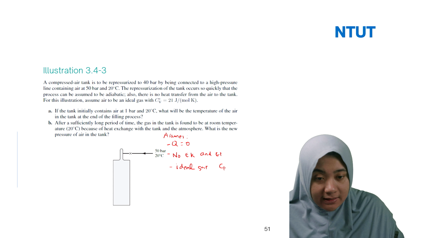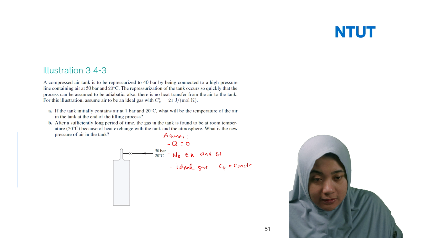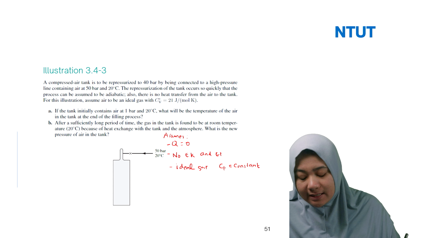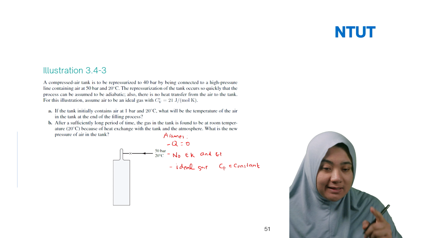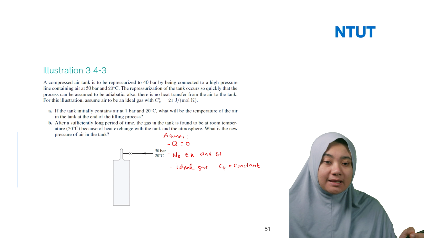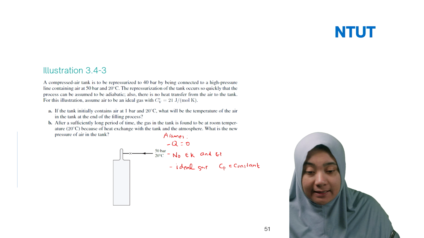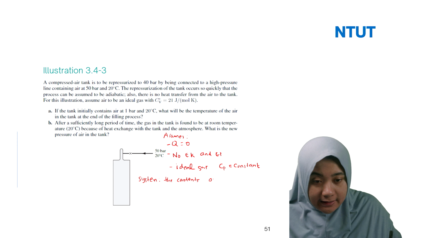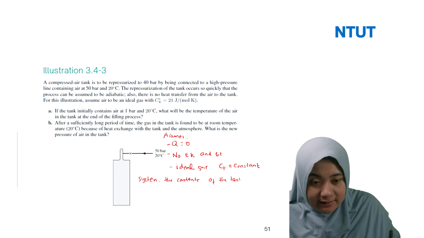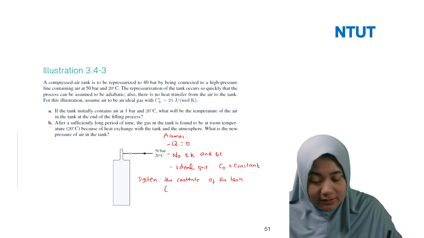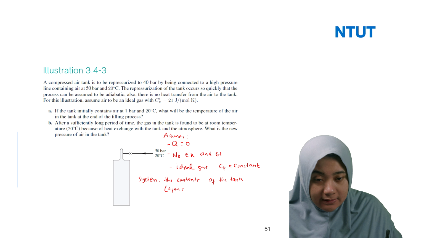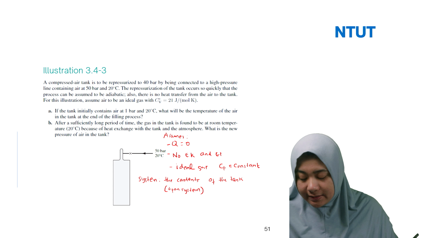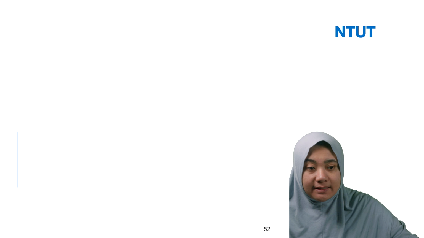So it means that your Cp will be constant. Okay, so we can state that this system is not closed, but open, because you transfer the gas from the outside to the inside. So the system itself, we can write here, is the contents of the tank. Yeah, you can say tank or cylinder, it's okay. So this is an open system. Okay, so then we start with the mole balance.